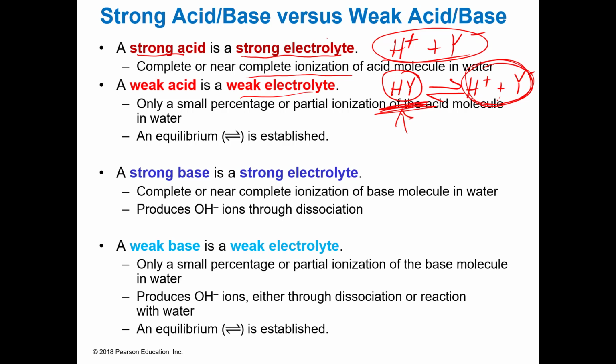Strong base, same way. A strong base is going to be a strong electrolyte because it's going to produce a lot of those OH, almost 100%. And then a weak base, for the same reasons, produces very few of these OH, and then whatever the other component was, the cation. So if you have a strong acid, it's going to make a strong electrolyte. If you have a weak acid, weak electrolyte. Strong base, strong electrolyte. Weak base, weak electrolyte.